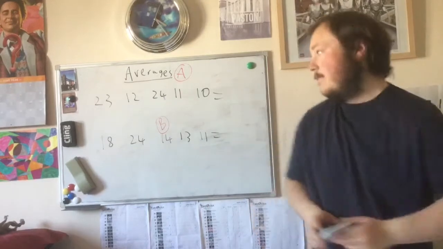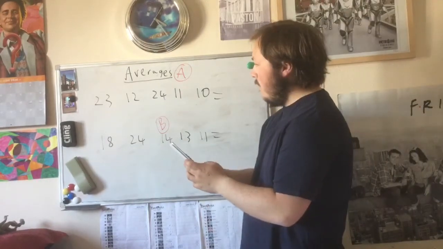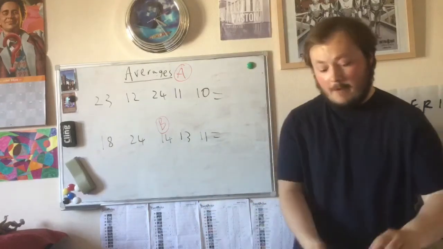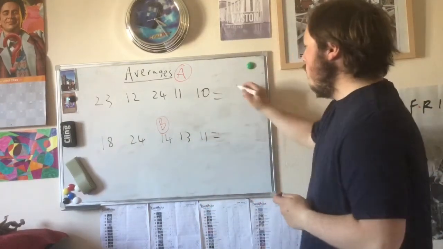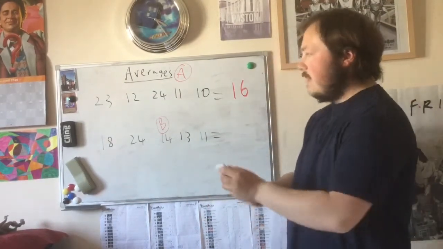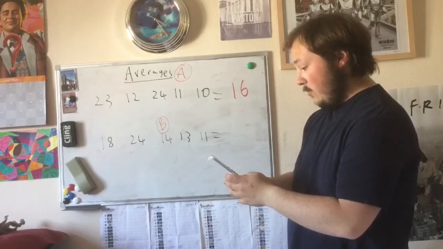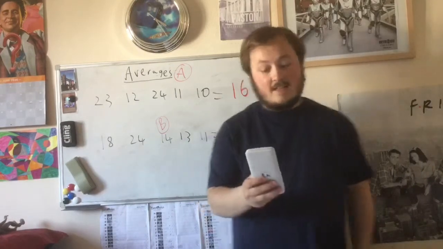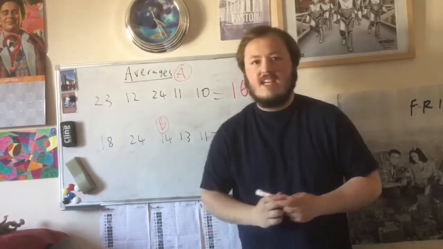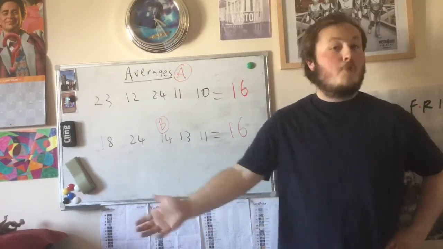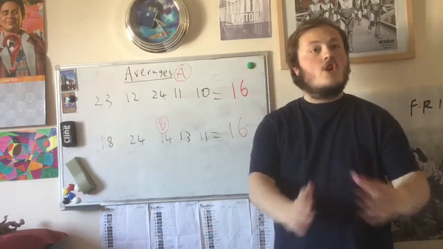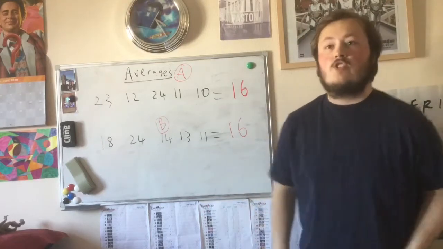so let's do it. So 23 add 12 add 24 add 11 add 10 gets us 80. 80 divided by 5 gets us 16. So school A has a mean score of 16. What about school B? 18 plus 24 plus 14 plus 13 plus 11 gets us 80. Divide by 5 also gets us a mean score of 16. We've got a problem. They have the same mean score. So we might have to look at another average. What could we look at?